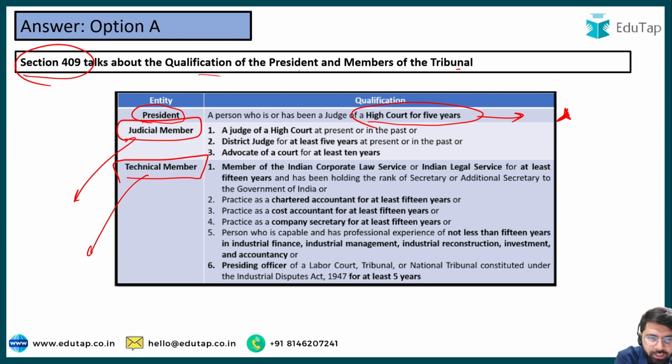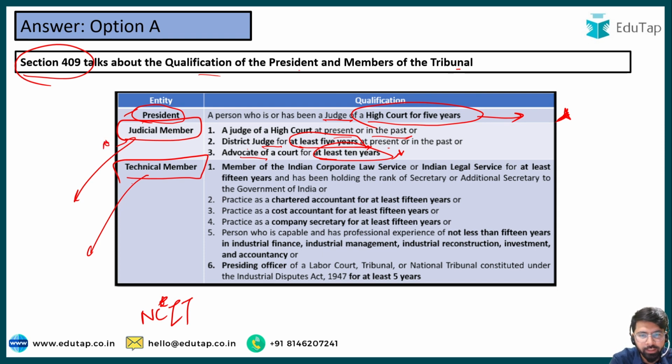In order to be a judicial member, NCLT comprises 3 types of members, as mentioned: president, judicial member, and technical member. For president, we learnt that the minimum qualification is who is or has been a judge of high court for 5 years. And if it comes to judicial member, a judge of high court at present or in the past, or district judge for at least 5 years. This is another important fact: at present or in the past. Or advocate of a court for at least 10 years. So friends, this is a question that can be asked in the upcoming examination also. So you must remember these sorts of facts.